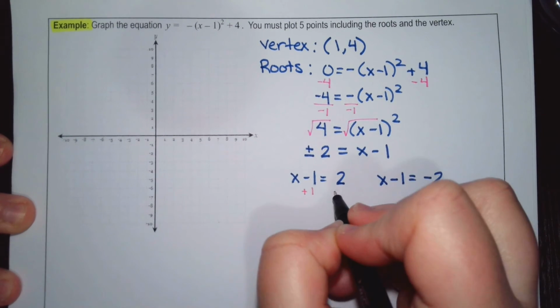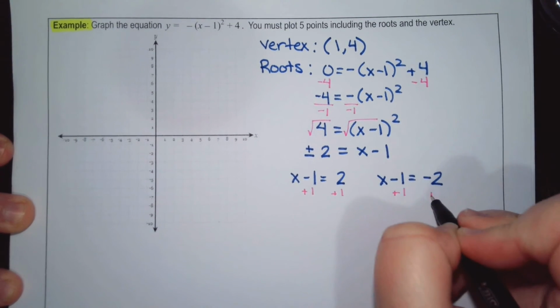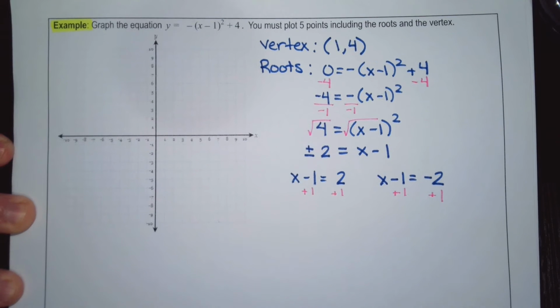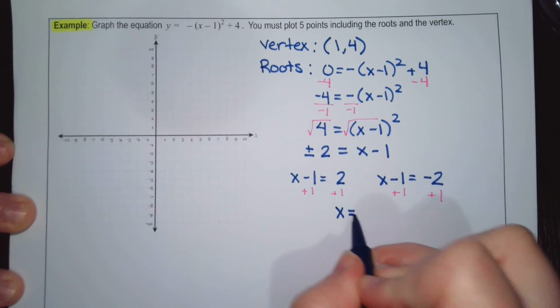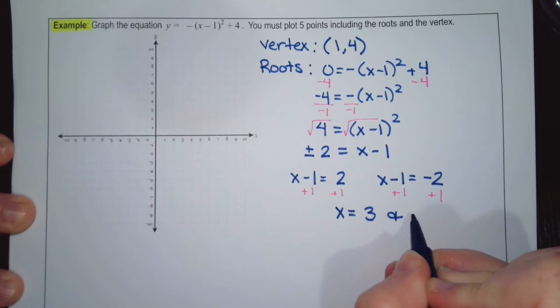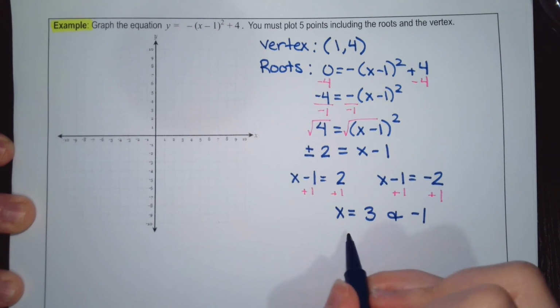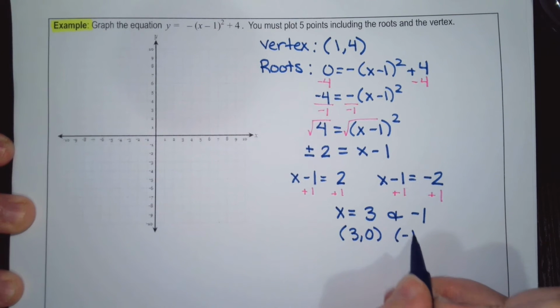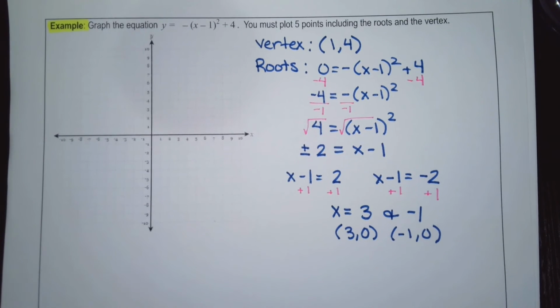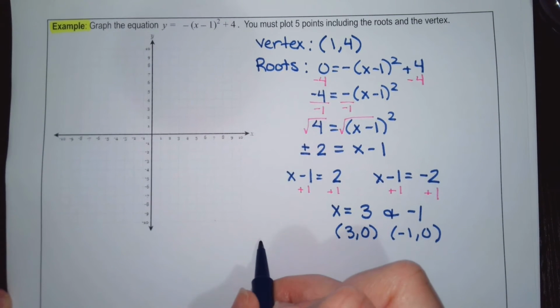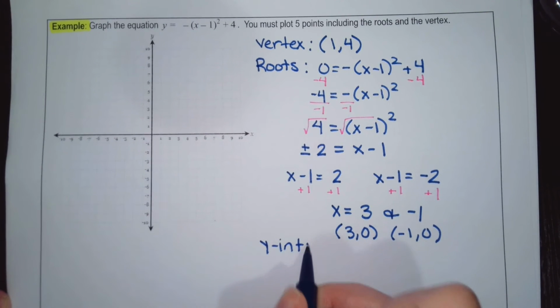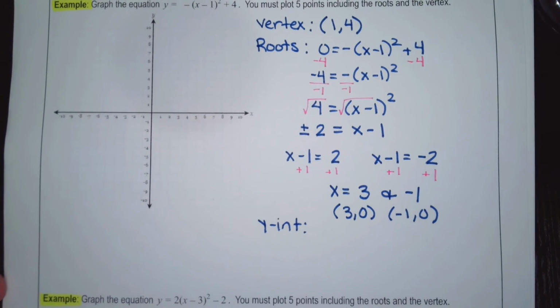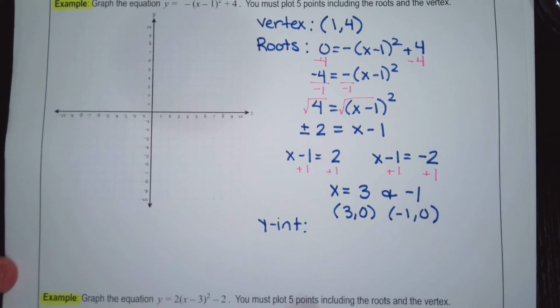So we're going to add 1 to both sides for both equations to solve for x. And we get x is equal to 3 and negative 1. We're now going to write those as points, (3, 0) and (negative 1, 0). So those are our x-intercepts. And then the final thing we need to find is the y-intercept, so that way we can then graph it and find its reflection.